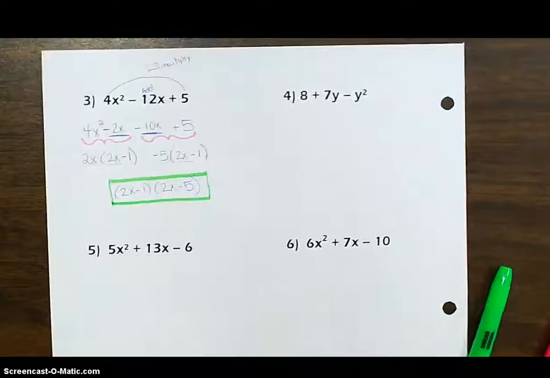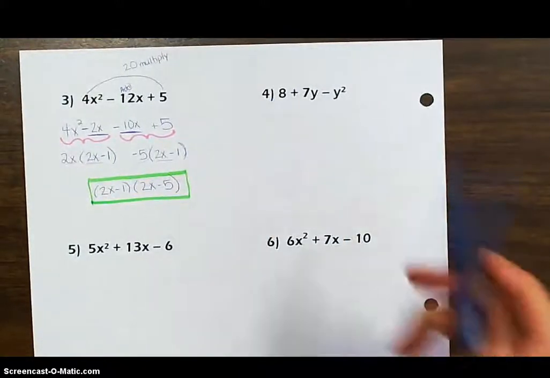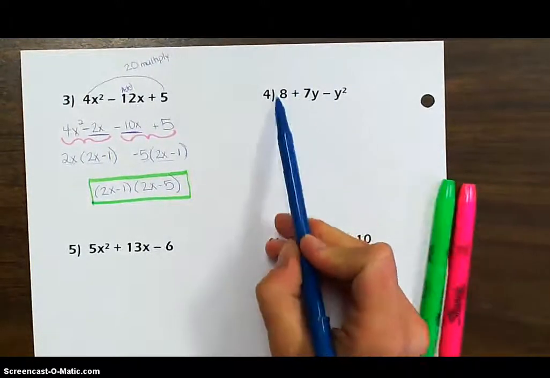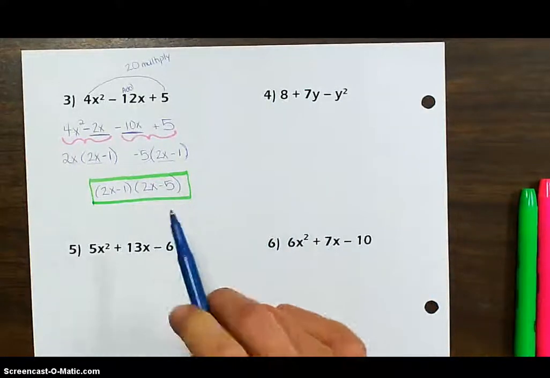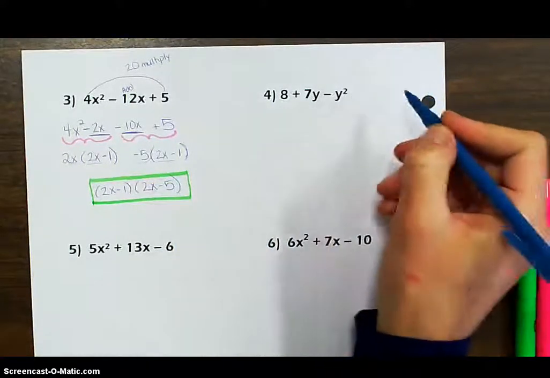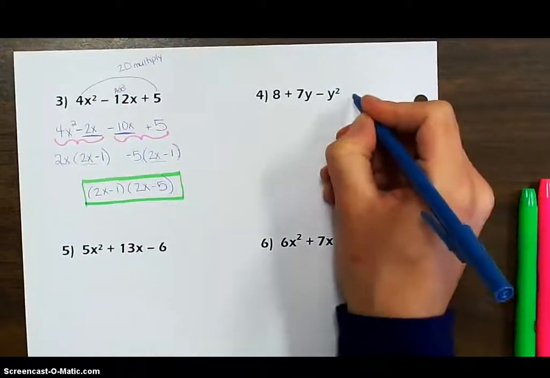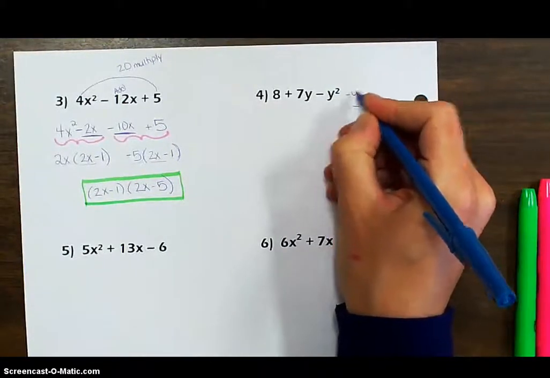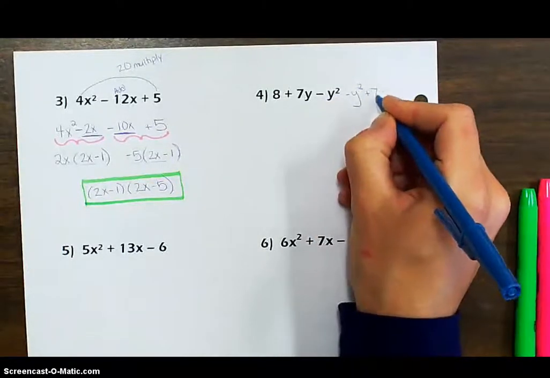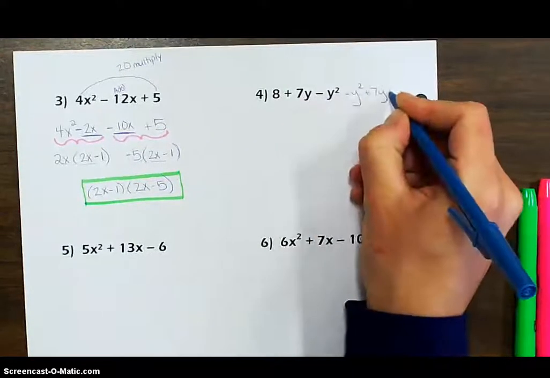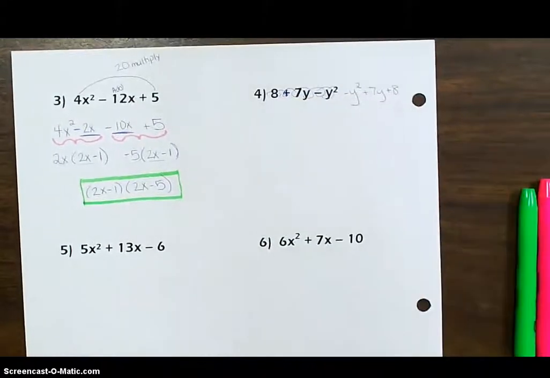Okay, let's take a look now at number 4. The first thing is we have to make sure it's in standard form. Right now, is this in standard form? No, it is not, because the highest power is not first. So I'm going to rewrite this in standard form. Standard form means this is going to be negative y squared, then we're going to put the 7y, and then we're going to put the 8. Okay, so now it's in standard form.